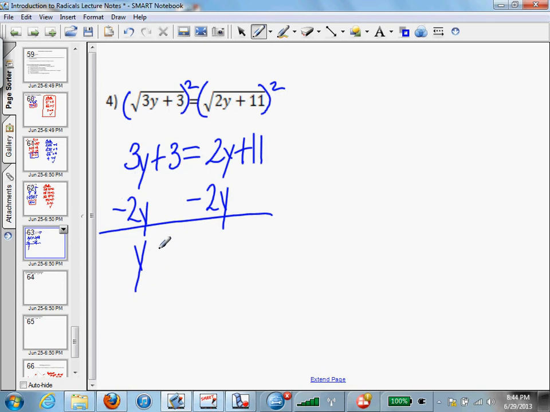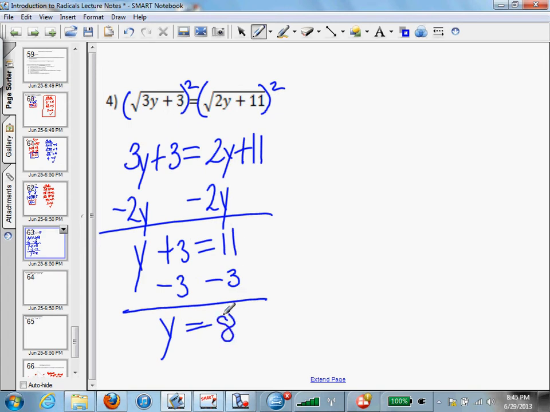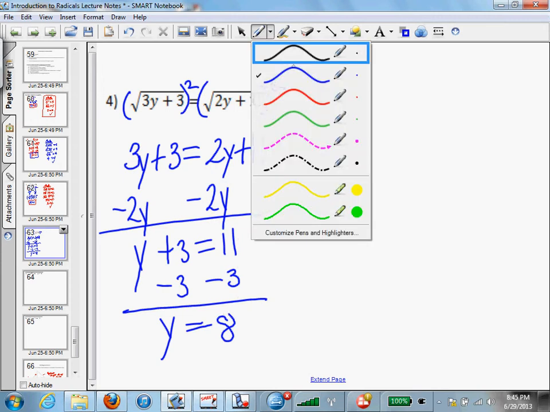3y minus 2y just leaves you with y, or just 1y. So y plus 3 equals 11. Okay, now I would subtract 3 on both sides of the equation. So you're left with y equals 11 minus 3, or y equals 8. Okay, now let's apply a check.